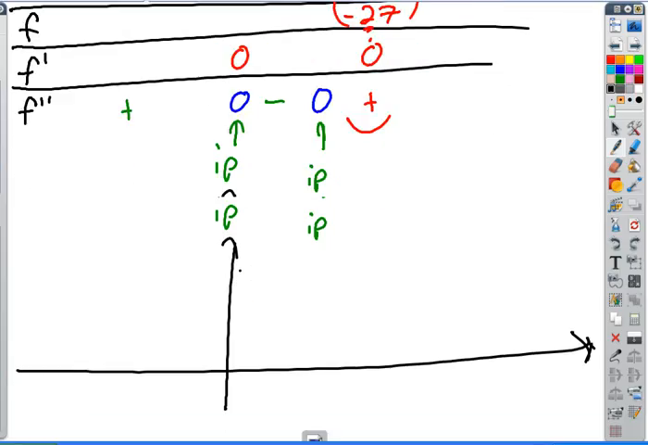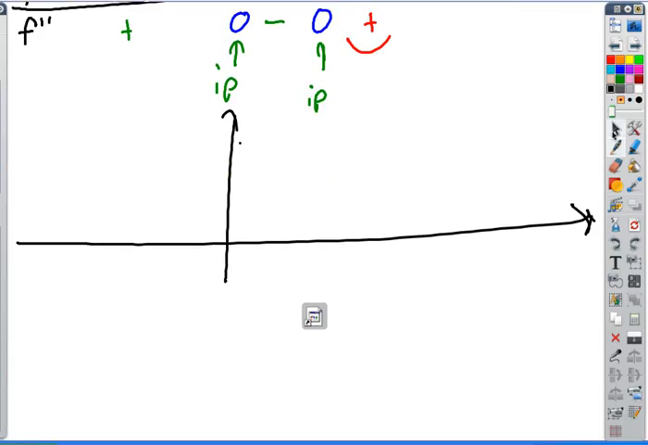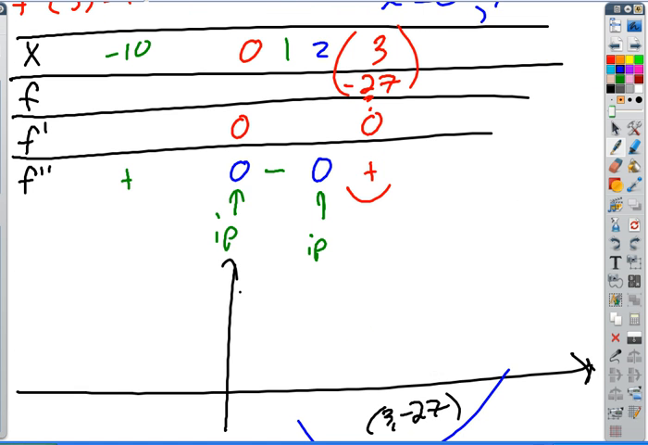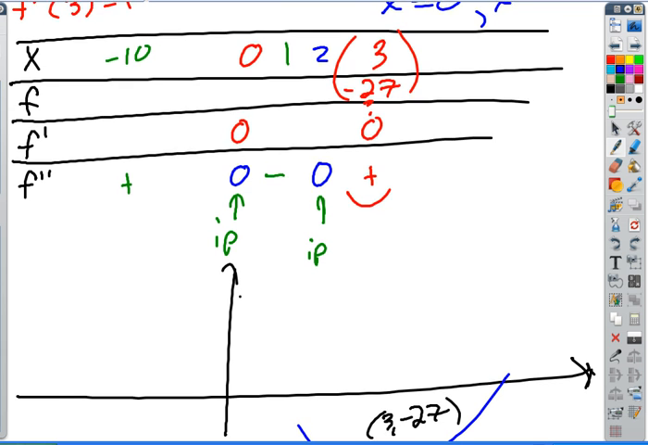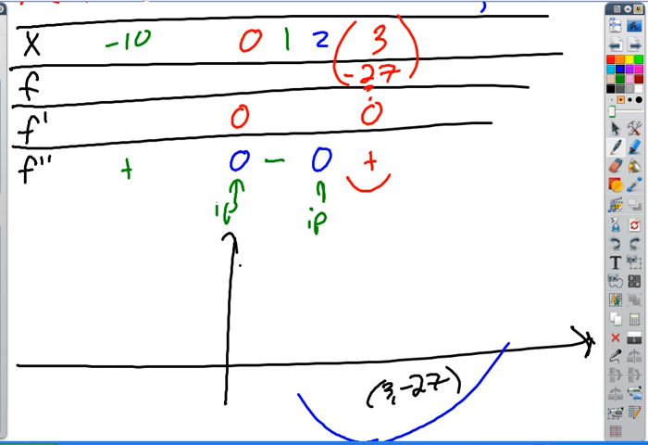So let's just say that's right there. Okay, there's the point, 3, -27. I'm going to have a minimum, right? At x equals 2, I've got an inflection point, and then again at x equals 0, I've got an inflection point.